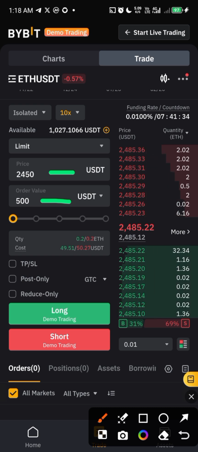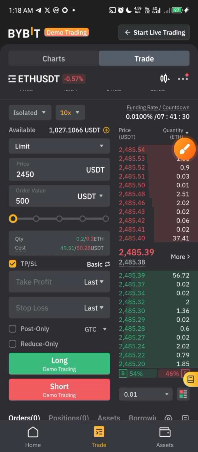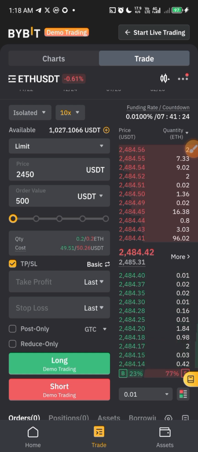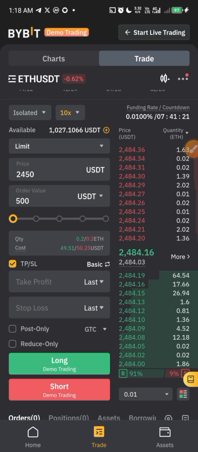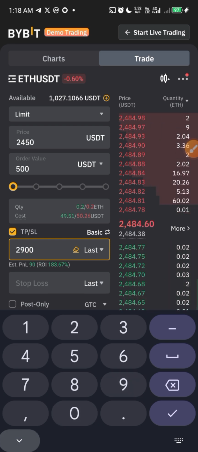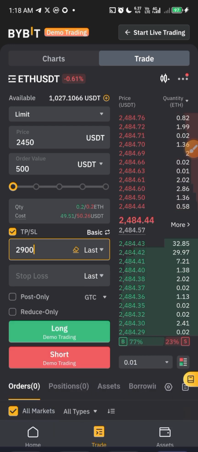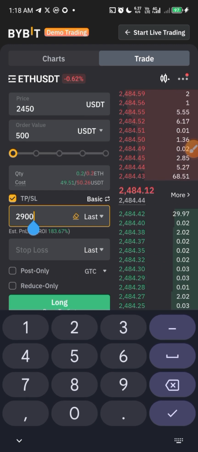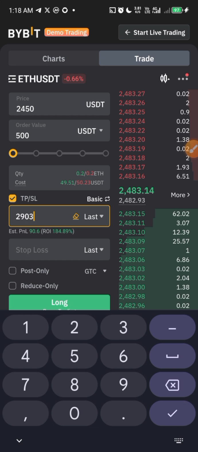Next, I click on my TP, which is here. Remember we calculated our TP. That's why it's always good before you enter the market to calculate your TP and your stop loss and put them. So our TP, which is take profit, is 2,900. That's our take profit level. If you look at it, it's telling you how much you're going to be getting. It's 183%. I told you it was 18.5, right? So if I put 2,903, it will be almost 185%.